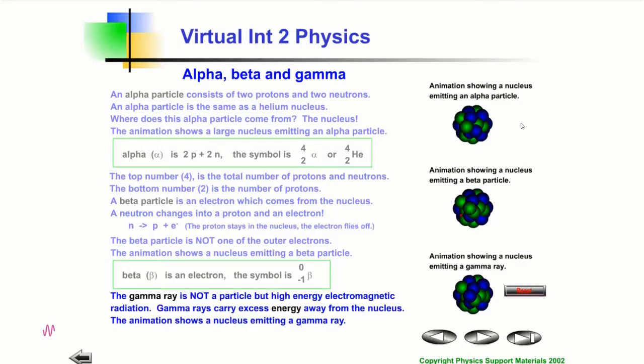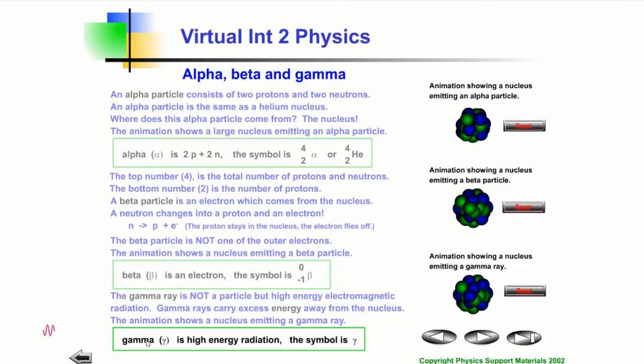So here's me resetting. Another thing you can say is that these processes are random. You can't tell at any one moment where your particle is going to be emitted. It could go straight away, or it could take ages and ages. Gamma has a symbol gamma. It's high energy radiation, and it's very strange because it doesn't have any mass. It doesn't have any charge, so it's quite difficult to detect.